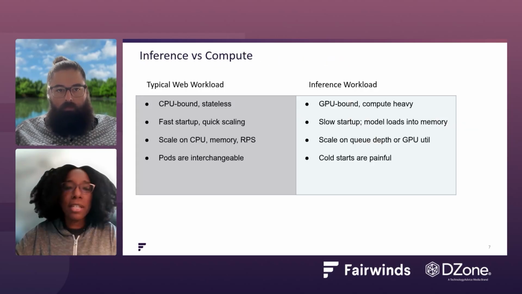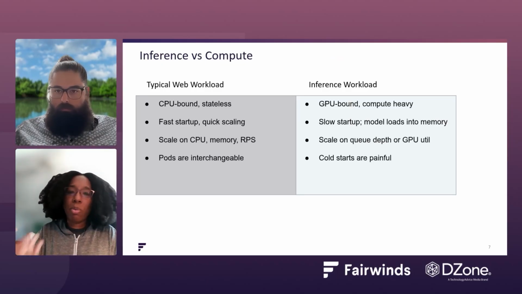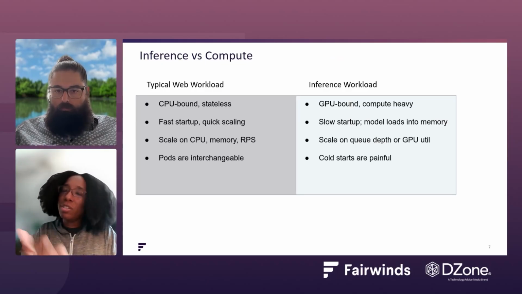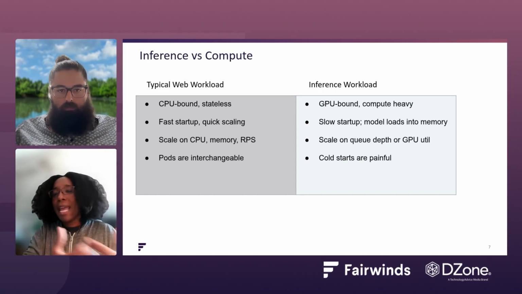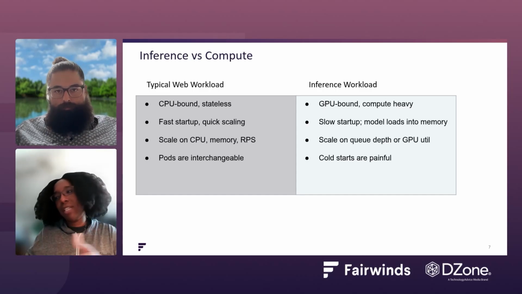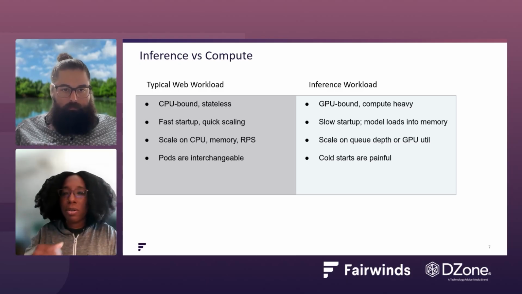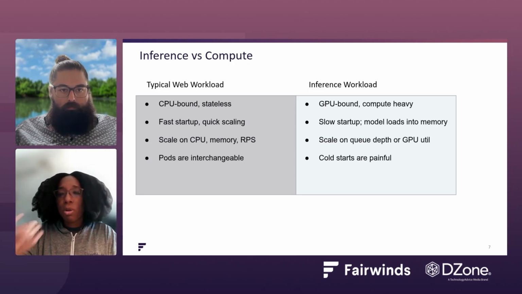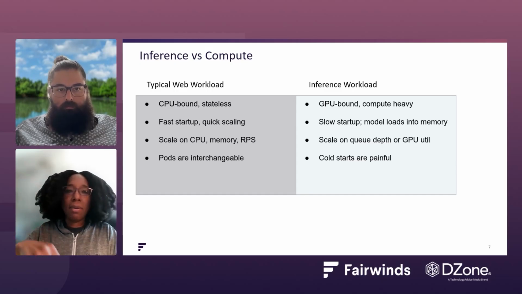And on this slide, I just put them a little bit side by side. Typical web workload is CPU bound. I should have said also could be memory bound, and generally stateless, right? Like you could have stateful workloads and save some data into a persistent volume or some sort of NFS share. But in general, these pods on a typical workload are really just interchangeable. They can all just scale up, scale down.